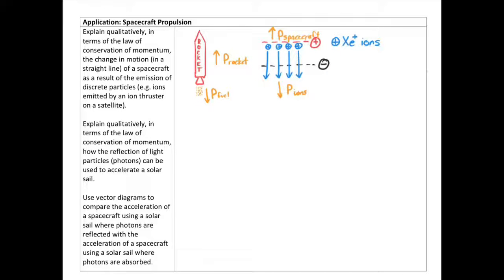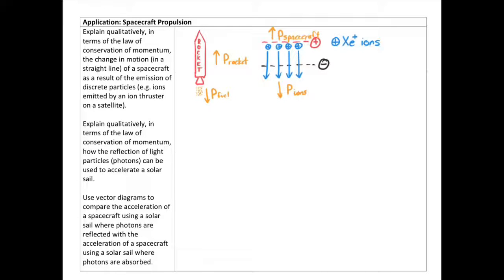Conservation of momentum says the total change in momentum must be 0. So whatever momentum the fuel has in this direction, the rocket must gain that momentum in that direction. Change in momentum over change in time is a force. A force causes an acceleration and up the rocket blasts into space.